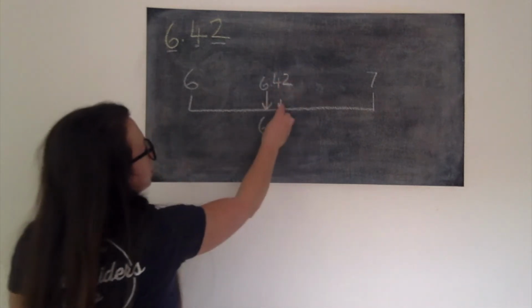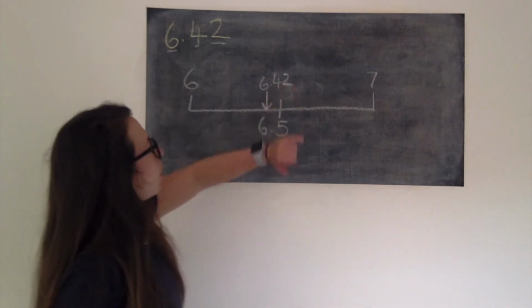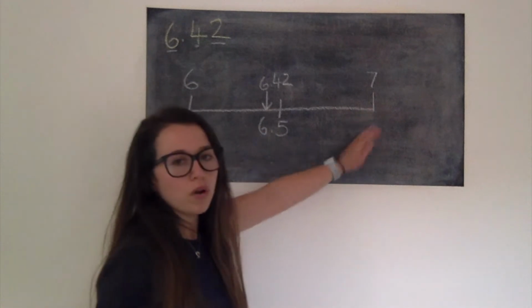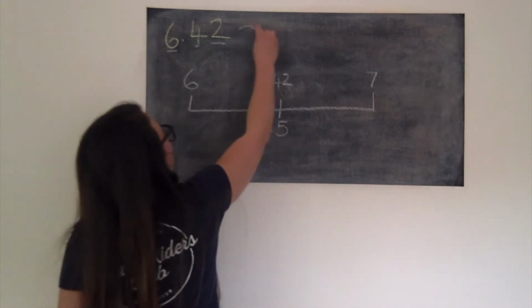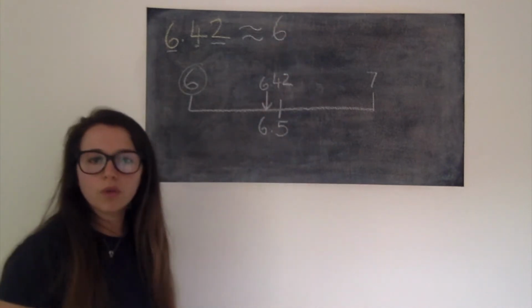It's just after 6.4, it's 2 hundredths after. So even though I've got hundredths, it's still the exact same process when we're rounding to the nearest whole number, so this would be 6. So don't get thrown by that.